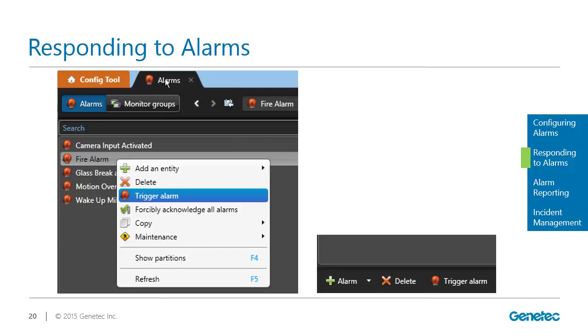First of all, we're back in our alarm task here. We can just right click on an alarm, and we have a trigger alarm function right here. So if somebody is working on the system and needs to test an alarm to make sure it gets through, they can just right click on it and do trigger alarm. Or if they highlight it and look down at the bottom where we have our create button or delete button, we have a trigger alarm button here as well.